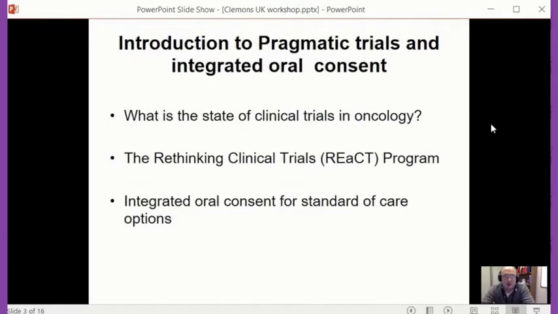I'm going to talk about what the state of cancer trials is at the moment. As an oncologist, I'm going to talk about the REACT program, that's the Rethinking Clinical Trials program that we've been running here in Canada for about 6 years now. And I'm also going to talk about integrated oral consent for standard of care options, which is particularly important for discussing surgical and device trials where many different options are considered standard.